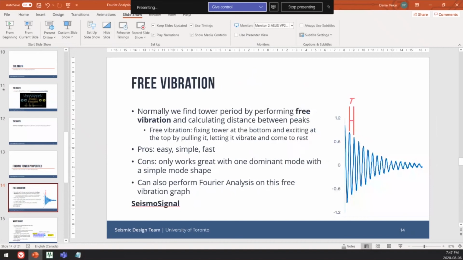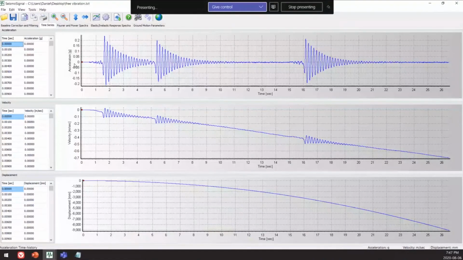So if I go to trusty SeismoSignal, don't look at the two bottom graphs; the reason they go down is some weird artifact of integration. But if you look at the top graph, that's acceleration in g's of 3 different free vibrations that we did for the 2018 Vancouver tower. I don't remember if this is the 2018 tower or the 2019 tower, or if it's the long side or the short side, but regardless, 3 really pretty nice free vibrations.